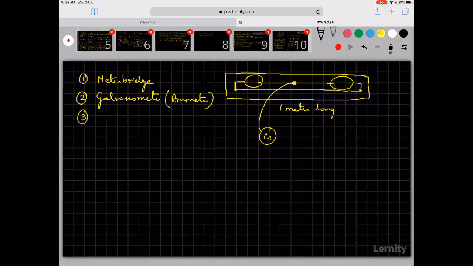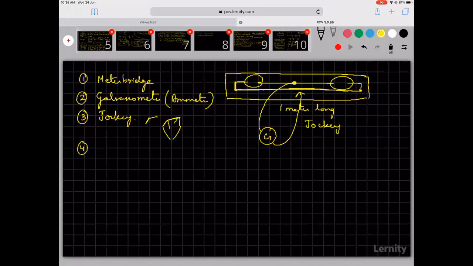Then you have a jockey. A jockey is basically not a pointed end, but it has an end of this kind, like this. It is like a screwdriver, so that you can slide it over this wire. So there is a jockey there. That's a jockey.